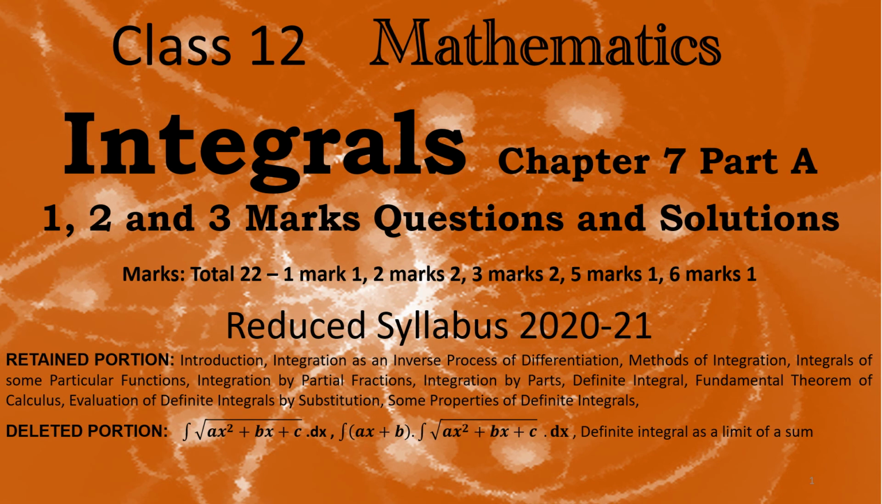The deleted portions are integral of square root of ax square plus bx plus c into dx, integral of ax plus b into square root of ax square plus bx plus c into dx, and definite integral as a limit of a sum. Let us start.